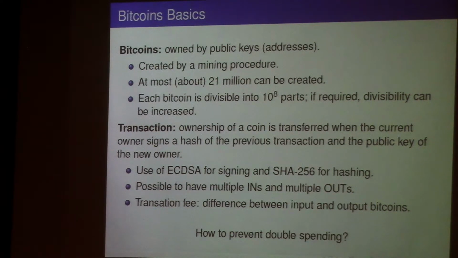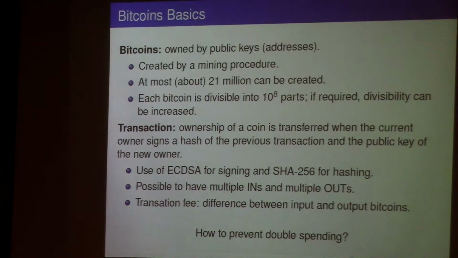Now, the important thing here is how to prevent double spending. So I am the owner of a public key. I am the owner of a Bitcoin. I want to give it to somebody else. So I sign it, and transfer ownership to one public key by signing the public key of this owner. Now I could also do it for another public key. I could be double spending the same coin. So the main question is, how do you prevent such double spending?